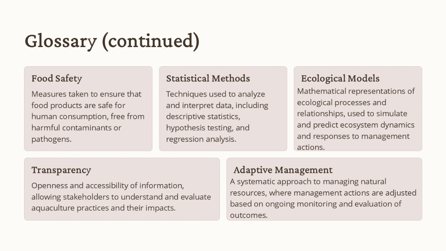7. Statistical methods: techniques used to analyze and interpret data, including descriptive statistics, hypothesis testing, and regression analysis. 8. Ecological models: mathematical representations of ecological processes and relationships, used to simulate and predict ecosystem dynamics and responses to management actions. 9. Transparency: openness and accessibility of information, allowing stakeholders to understand and evaluate aquaculture practices and their impacts. 10. Adaptive management: a systematic approach to managing natural resources, where management actions are adjusted based on ongoing monitoring and evaluation of outcomes.